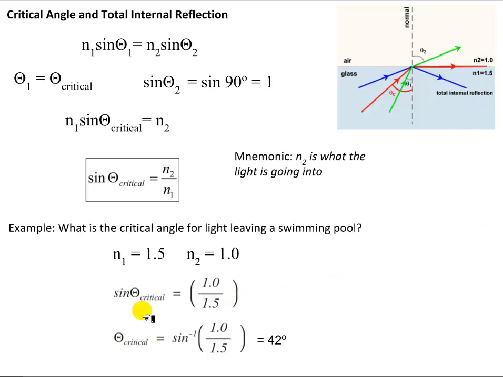If we take the inverse sine of both sides, we find that it's 42 degrees. So this angle here is 42 degrees. Any ray of light going into this boundary greater than 42 degrees is going to totally internally reflect. None of it will refract out.